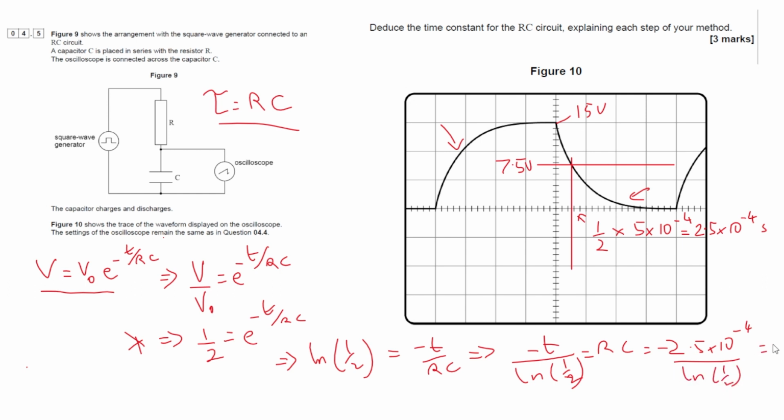And when you bung that lot into your calculator, because the log of half is negative, we will get a positive value, which is going to be 3.6 times 10 to the minus 4 seconds. So that's the value of our time constant. Realistically though, can we even justify two significant figures here? Probably not, especially when you're trying to do this on a computer screen.